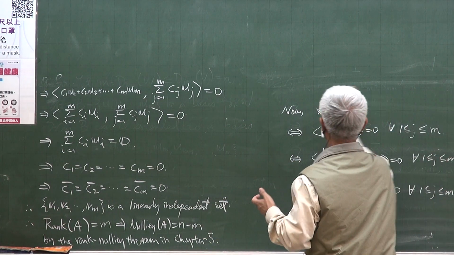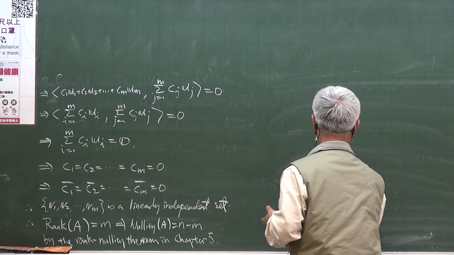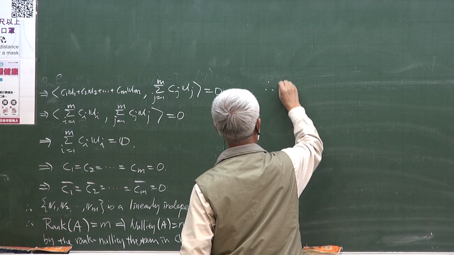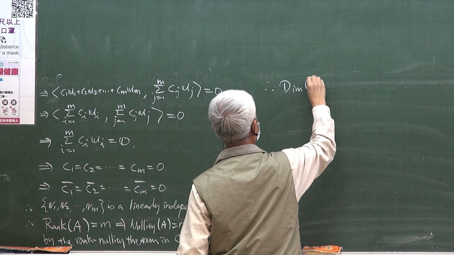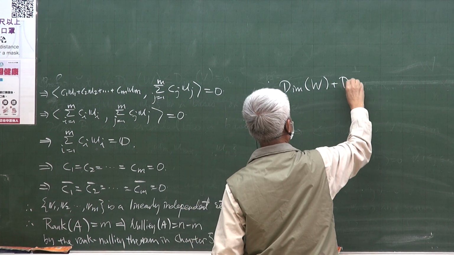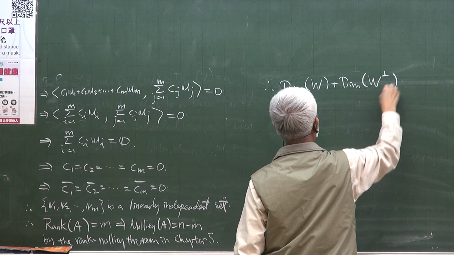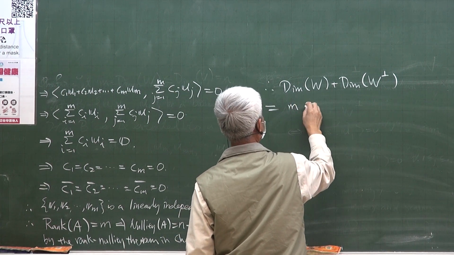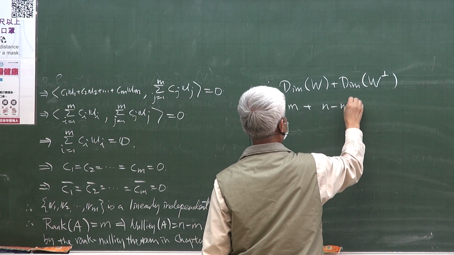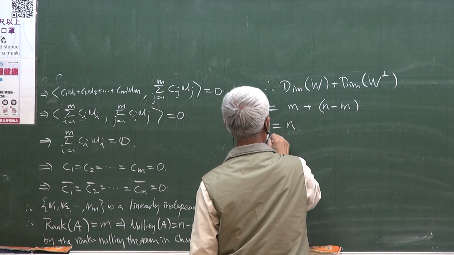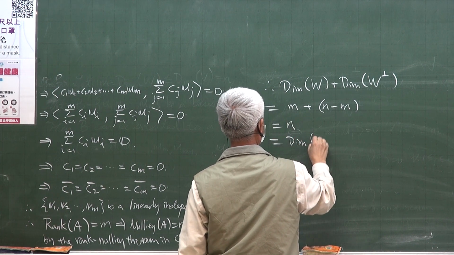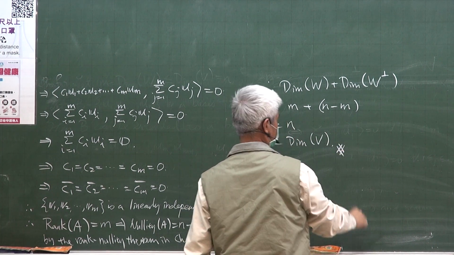So now the dimension of W plus the dimension of W perp is equal to m plus n minus m. So this is n, so this is the dimension of V.